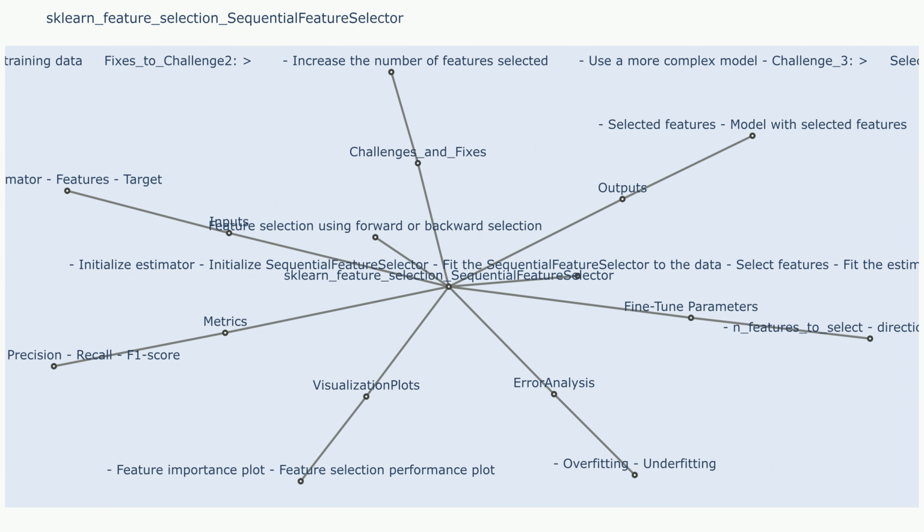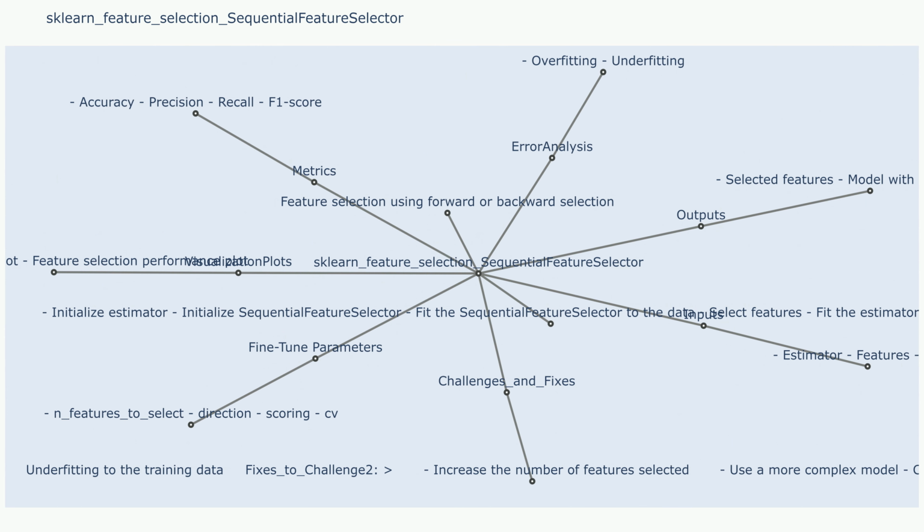Challenge 3: Feature importance vs. feature selection. Sequential feature selector focuses on feature selection based on performance improvement, but it might not accurately reflect the true importance of features. Sample use case: a dataset where a feature is highly important but does not significantly improve the performance when added to the existing set of features.